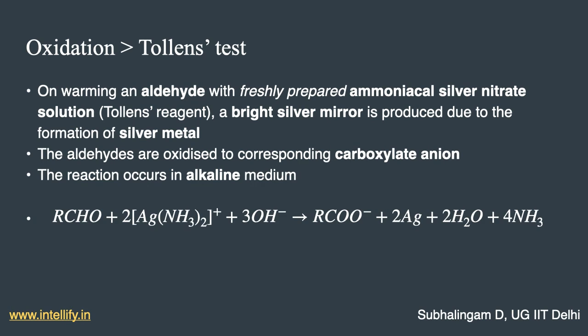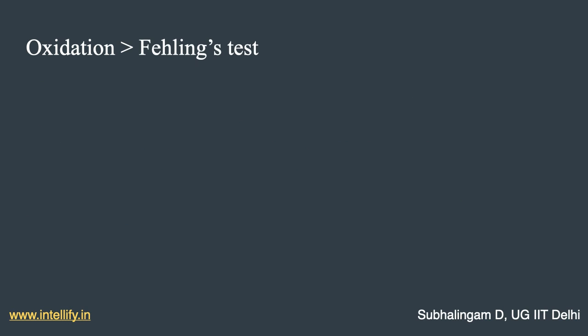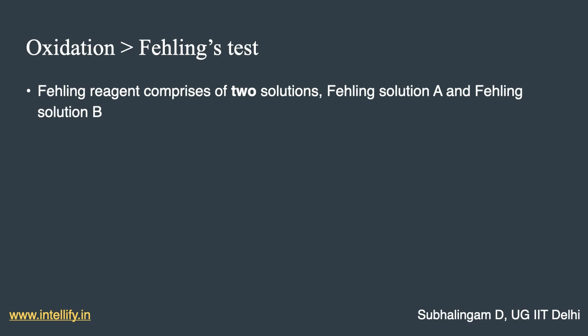So now let's look at the reaction. We have RCHO, Ag(NH3)2 plus, that is your ammoniacal silver nitrate, and in the presence of an alkaline medium, OH minus, I get RCOO minus, that is the carboxylate anion, with silver, that gives a silver mirror, and H2O and 4NH3. That's the Tollens test. Now we will move on to Fehling's test.